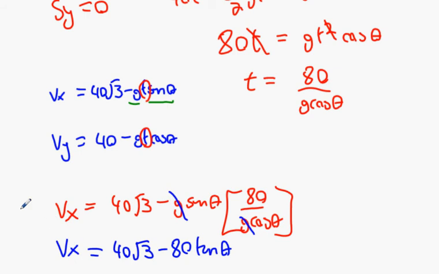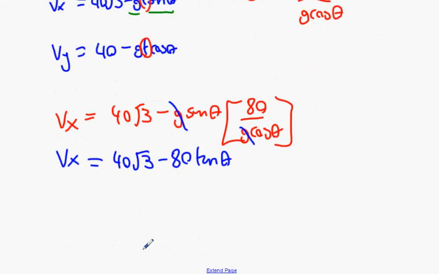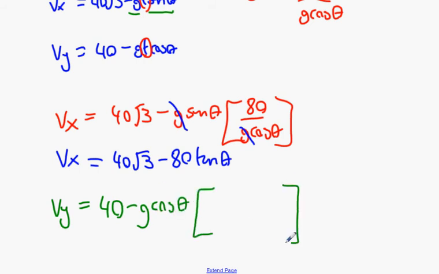80 tan theta? Yeah, you should be. Alright. Now, phi y, guys, is 40 minus g cos theta multiplied by the time. What's the time again? 80 over g cos theta. Now this one's interesting. G will cancel with g. Cos theta will cancel with cos theta.